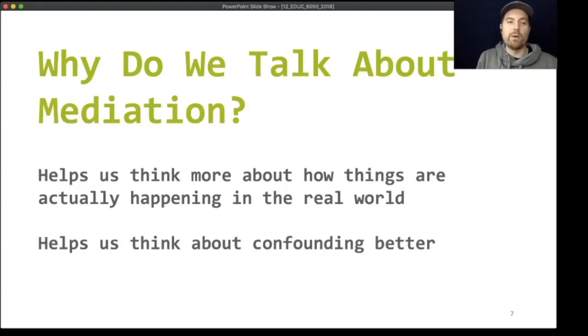So why are we talking about it? Well, for one thing, the world isn't super simple. It's not always a variable impacts an outcome and that's it.